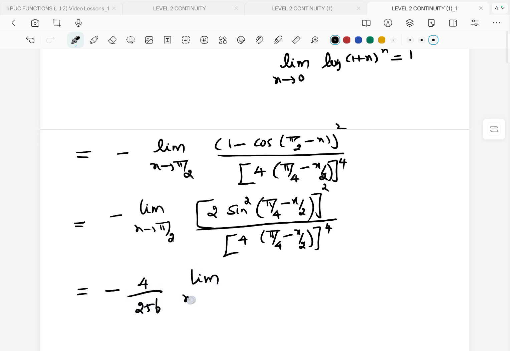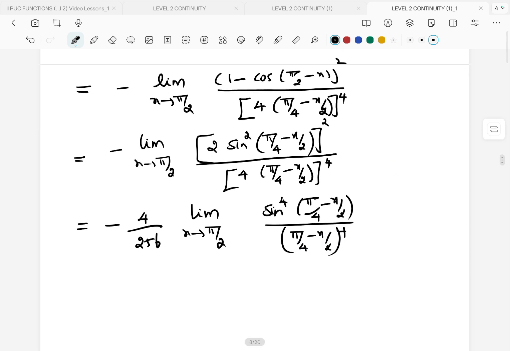Limit x tends to pi by 2. Sin squared the whole squared is sin power 4 of (pi by 4 minus x by 2) by (pi by 4 minus x by 2) whole power 4. So this is minus 1 by 64. When x tends to pi by 2, x by 2 tends to pi by 4. So pi by 4 minus x by 2 will tend to 0.